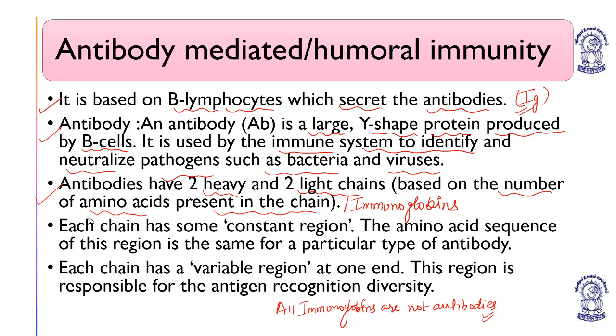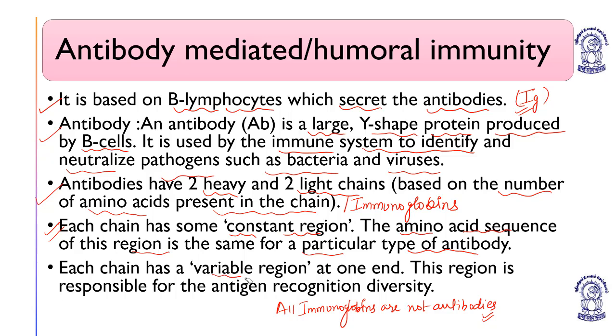Antibodies have two heavy and two light chains based on the number of amino acids. Each chain has some constant region. Mean the amino acid sequence of this region is same for a particular type of antibody. For a particular type of antibody, the constant region which is present on the heavy chain and the light chain both, it basically reflects that the amino acid sequence of this region will remain same. Understood?